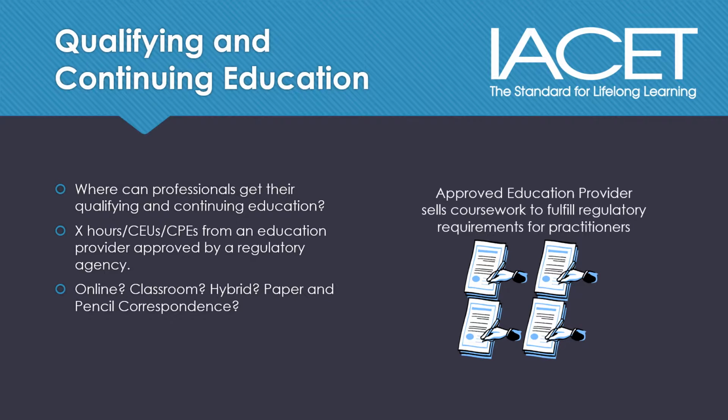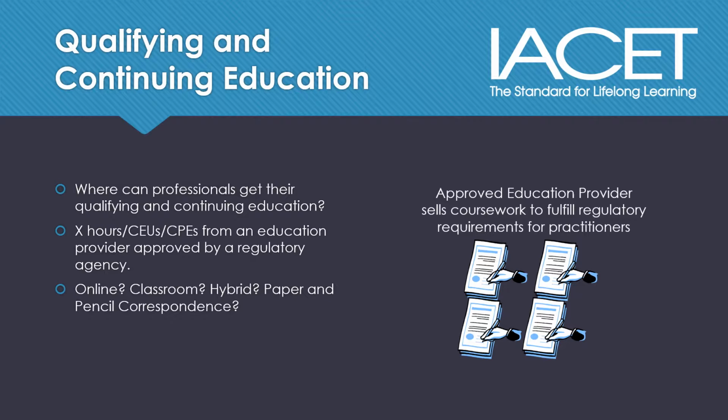So if you want to get your license or your continuing education, you simply go to a proprietary school or organization and you take the coursework from that organization that's been approved by a regulatory agency, and you earn your credential to continue practicing your profession.